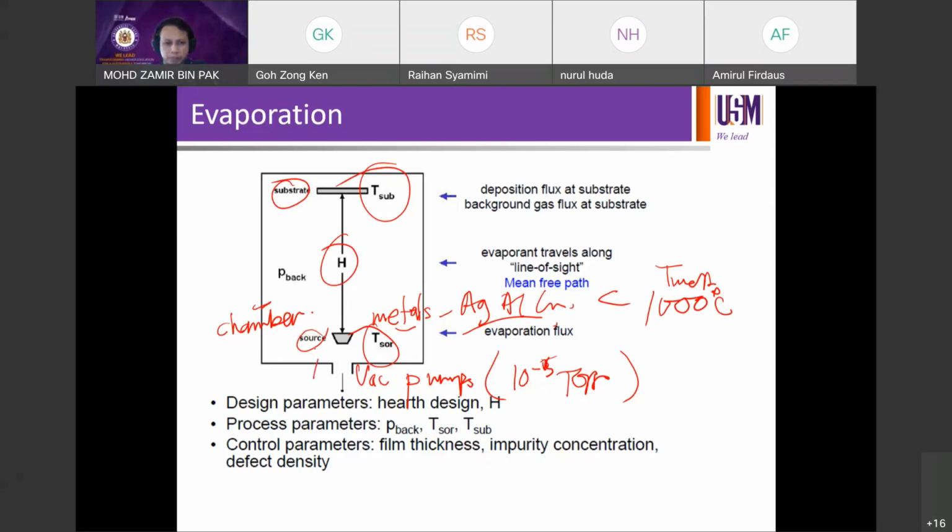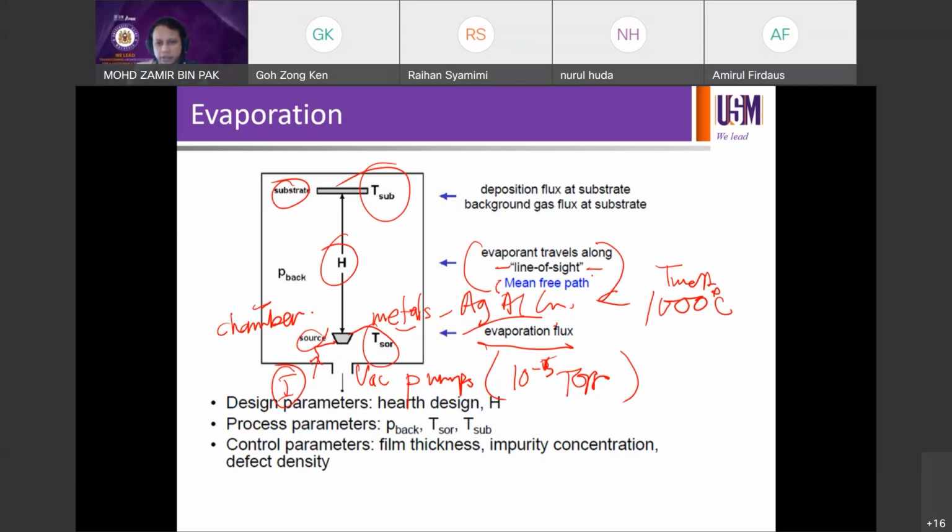Then you pass current through the material to be evaporated, and it will be melted and evaporated, producing evaporation flux. The material will fly off up to the substrate. The evaporant, the evaporated material, travels along a line of sight. Line of sight means when you evaporate and deposit, it will just go one way, not left and right. It just goes up in the direction it sees. So that's called line of sight deposition.